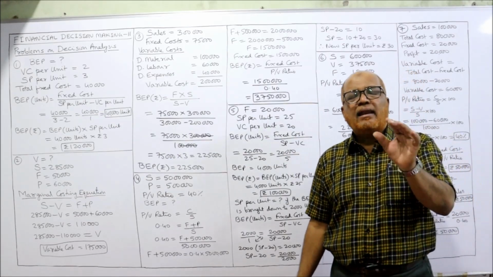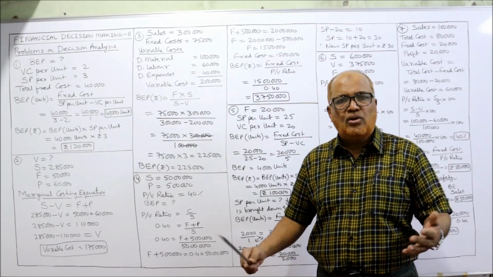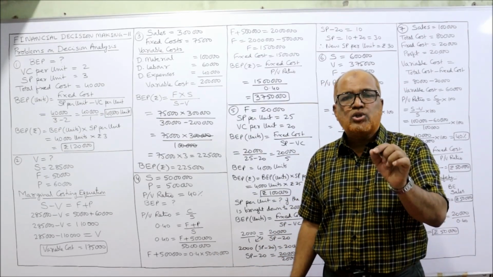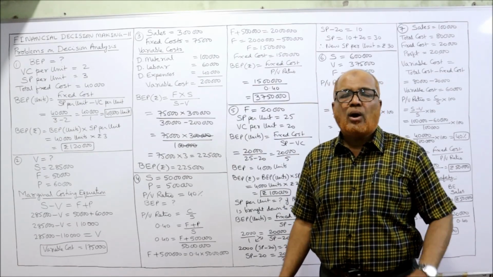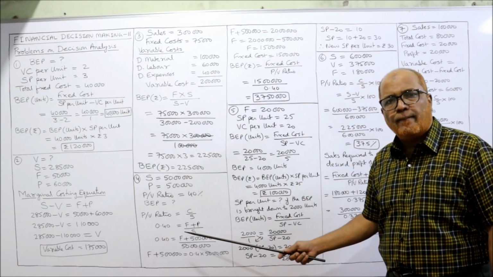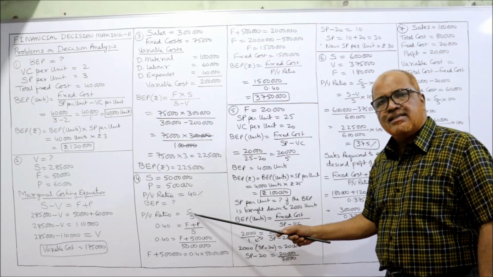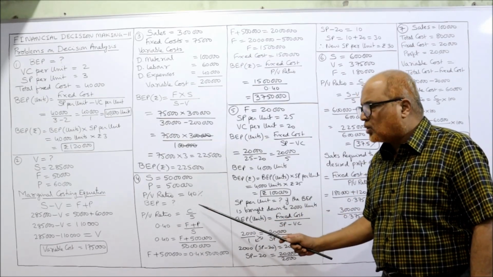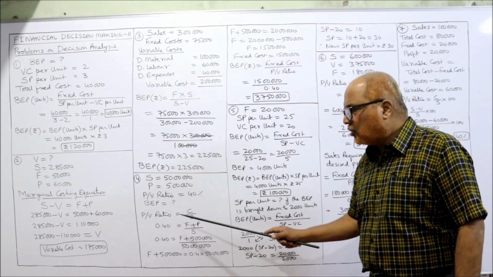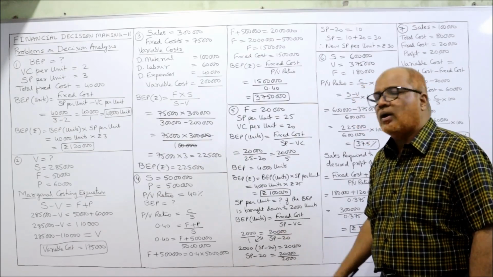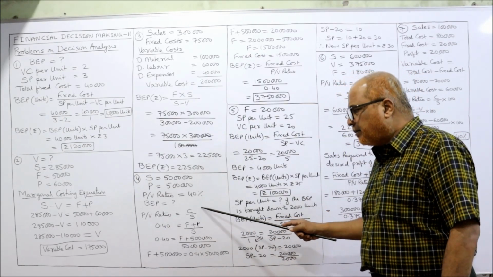Remember, for calculating the BEP, we need fixed cost. And fixed cost is not given in the problem. So our job is first to find the fixed cost. So how to find out the fixed cost? Use the PV ratio. The PV ratio formula is C by S. The PV ratio is already given in the problem as 40%. If you take 40 here, you have to multiply this C by S into 100.